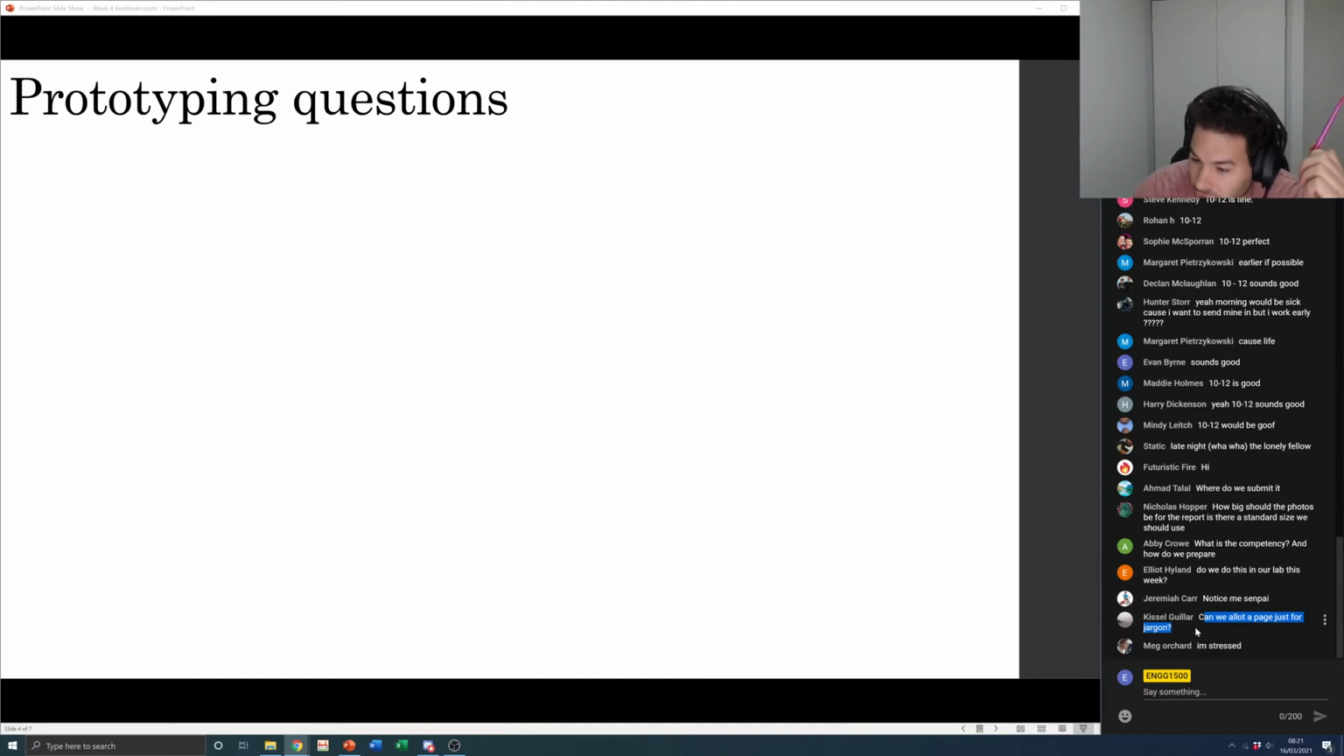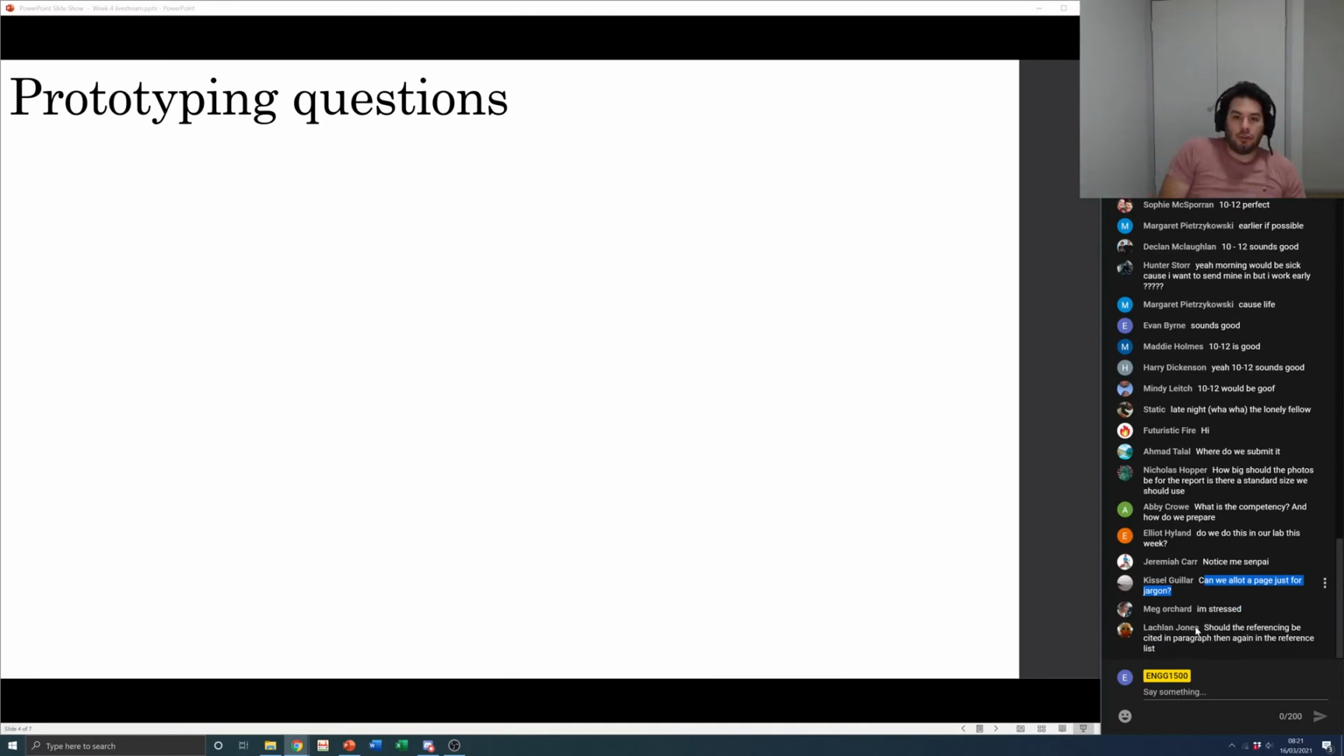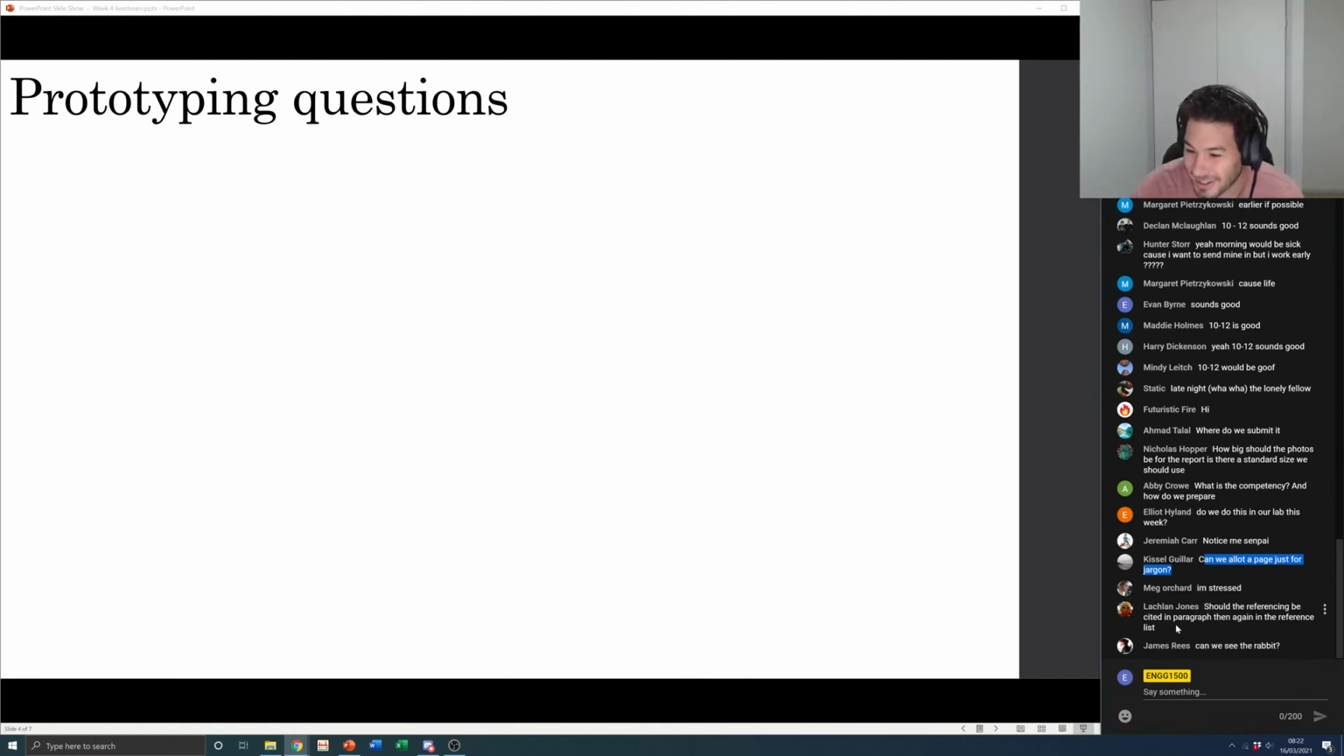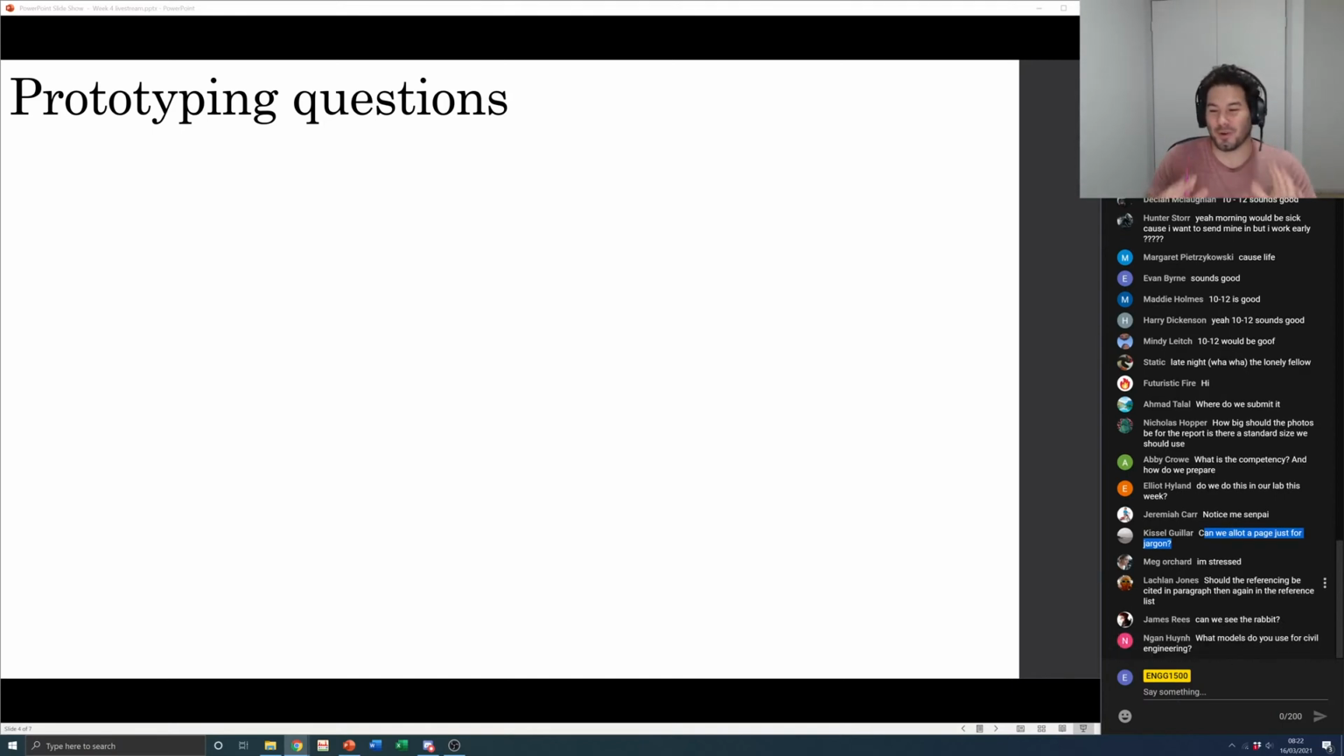Can we allot a page just for jargon? You could, and that's definitely a thing that happens in longer reports. You have a page at the start, and it's a series of definitions. If you opt to use a page on that, you can. Also, ask again in the next section. I keep getting distracted. I'm sorry. Okay, so what I'm getting from this is nobody has any questions about the course at this stage.